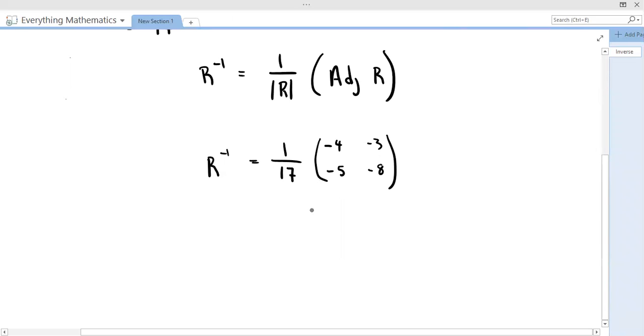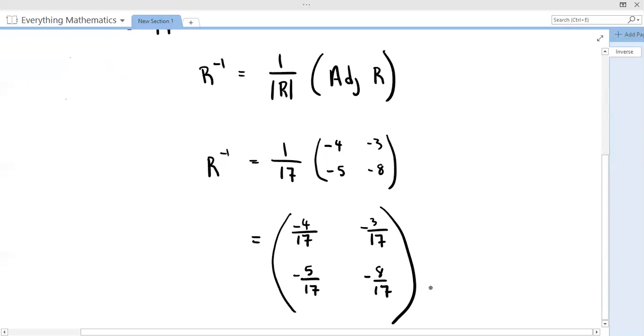If I do that in this case, then I will simply have a final answer of -4 over 17. Hope you see where I'm coming from. Then you have -5 over 17, -3 over 17. In other words, I treat what is outside, the 1 over 17, as a scalar, and then I have -8 over 17. And this will be my final answer. Some teachers prefer to see it like that.